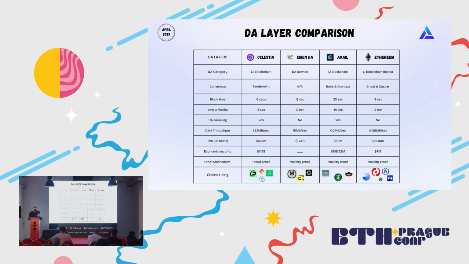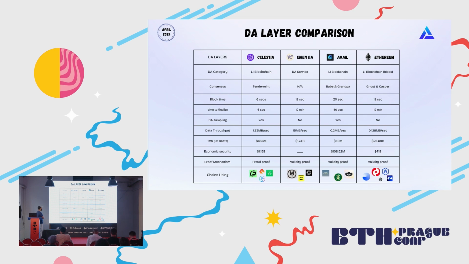So what are the data availability layers that are available right now in the market? And I'm not biased towards anyone because I don't work anywhere, so I'm just giving you proper information. Celestia is an L1 blockchain, as we discussed; Celestia, Avail, and Ethereum are L1 blockchains, while EigenDA is more of a DA service, like a network. The important thing here is that you can check out the block time, the time to finality, DA sampling, and the data throughput, how much data it gives each second.